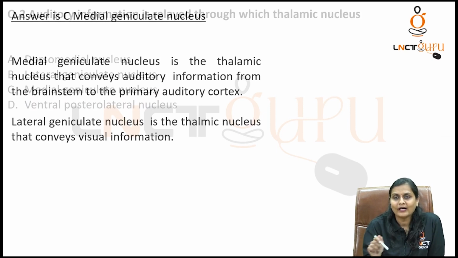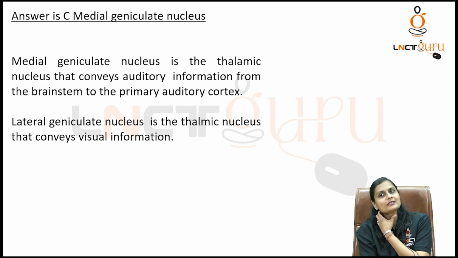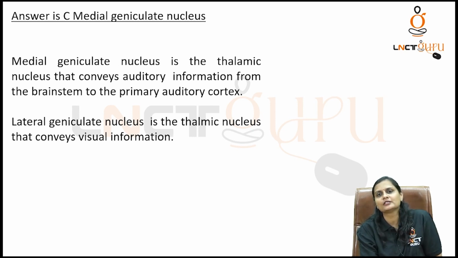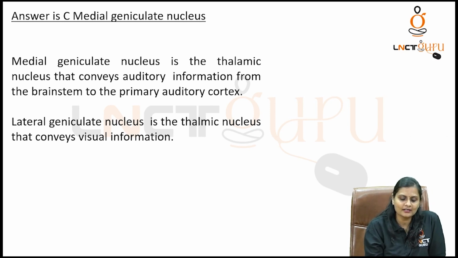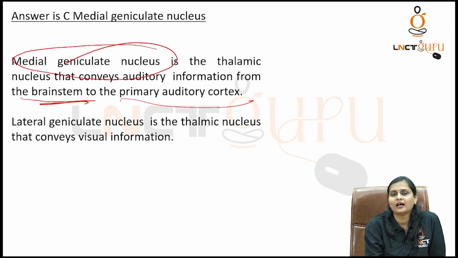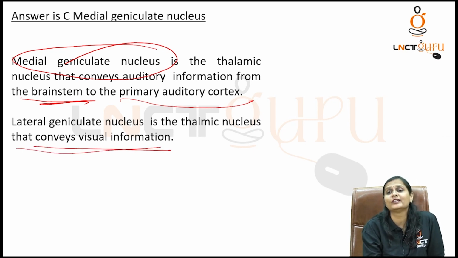Okay. Why medial geniculate nucleus? Because whatever auditory impulses there are, like from the ear to the auditory cortex which is present in your cerebrum, where do they travel from? They travel from the brainstem to the auditory cortex via the medial geniculate nucleus. If we talk about the lateral geniculate nucleus, it is mainly concerned with your visual information, that is the information from your vision or from your eyes.